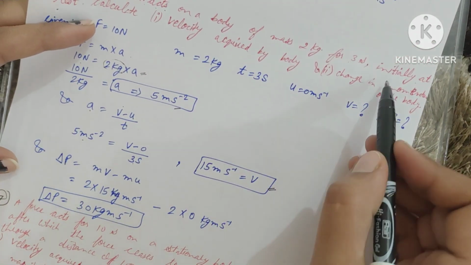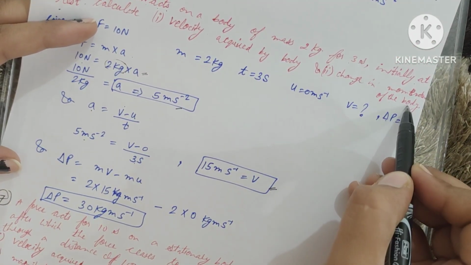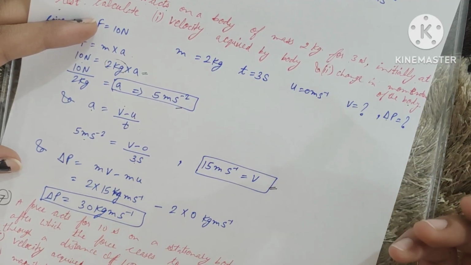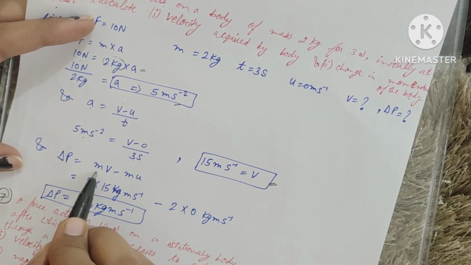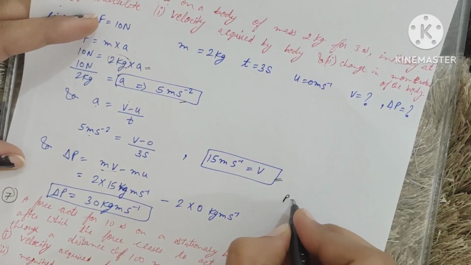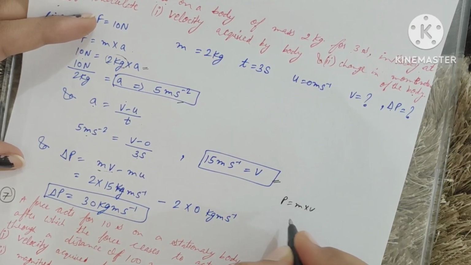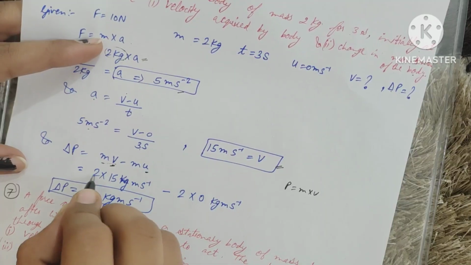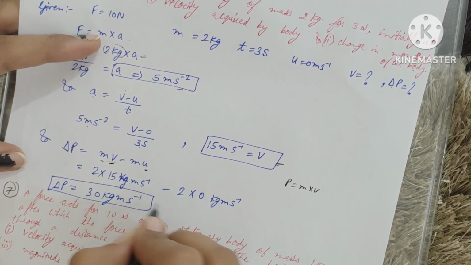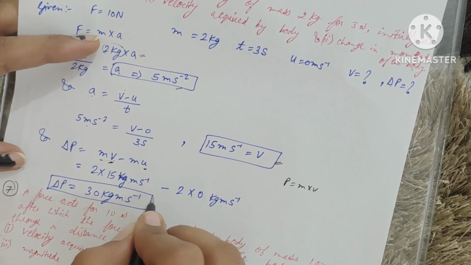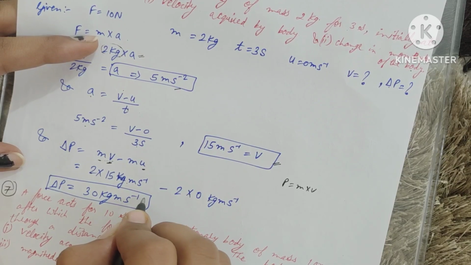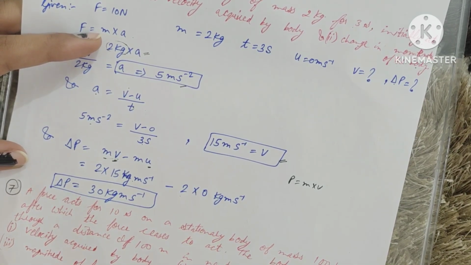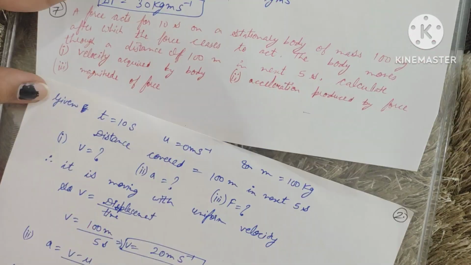Delta p means change in the momentum of the body. Change in momentum is given by final momentum minus initial momentum. Final means, what is the momentum actually? Momentum is equal to mass into velocity. Final means this, initial means this. Change the values, fill the values. After filling the values, you need to simplify, multiply it, subtract the values to get the value of the delta p. This is your final result.